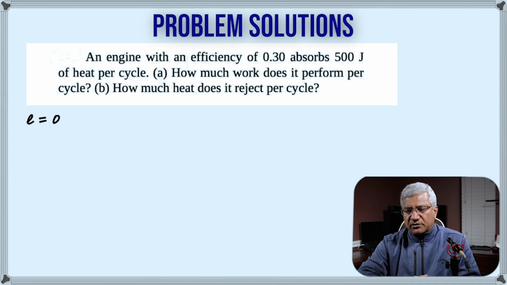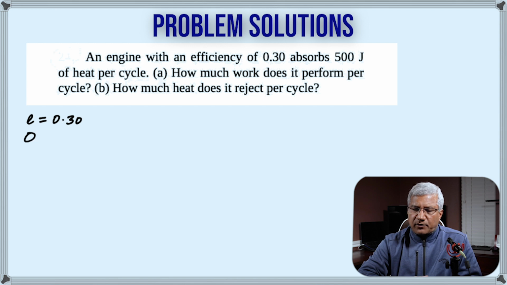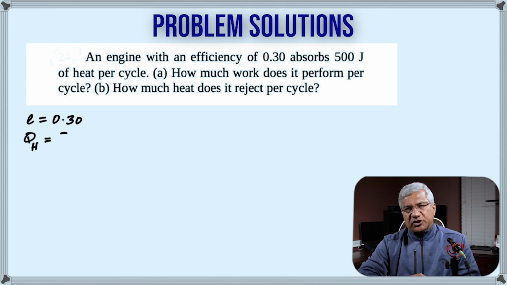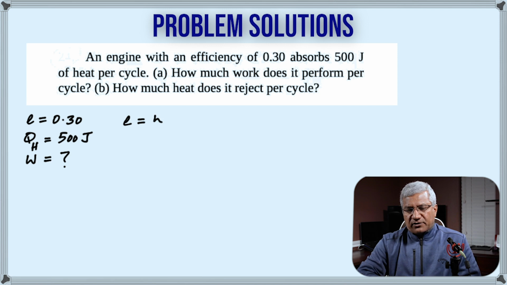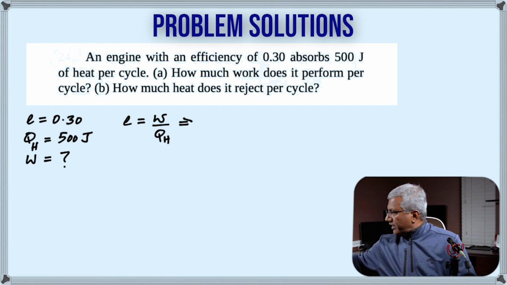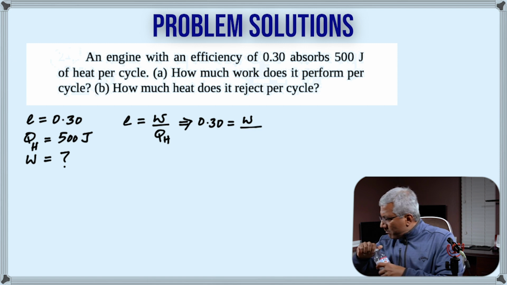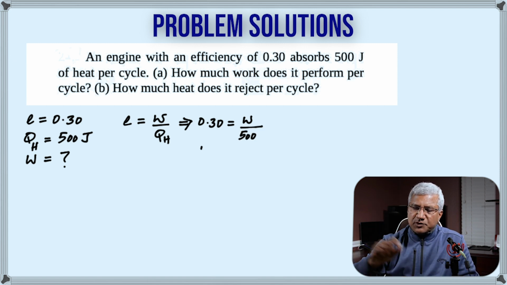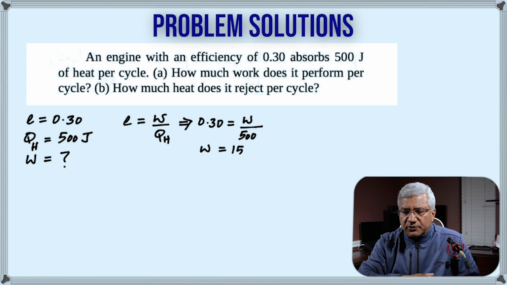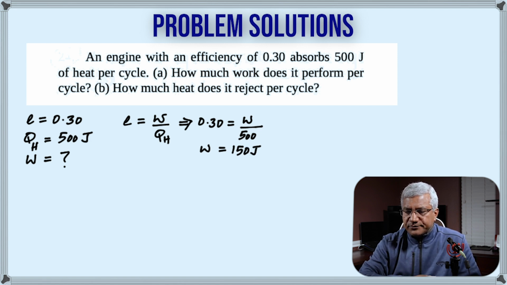So we have E is equal to 0.30. We have the heat absorbed, which is QH, as 500 joules. We are asked to find the work. Well, we know that work is related to efficiency by this formula. Efficiency is work over QH. So that gives 0.30 is equal to work over 500. Simple calculation gives the work as 150 joules.